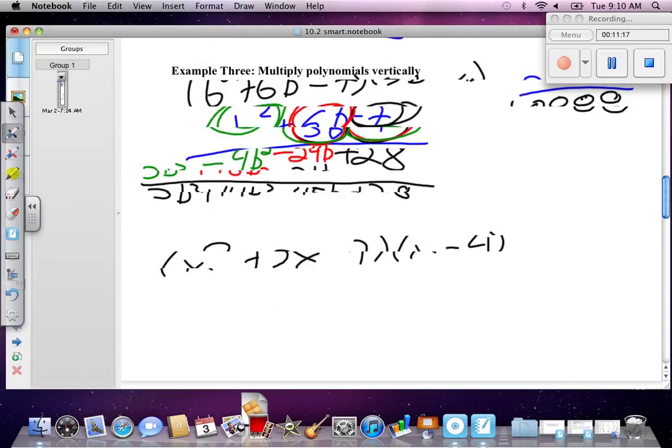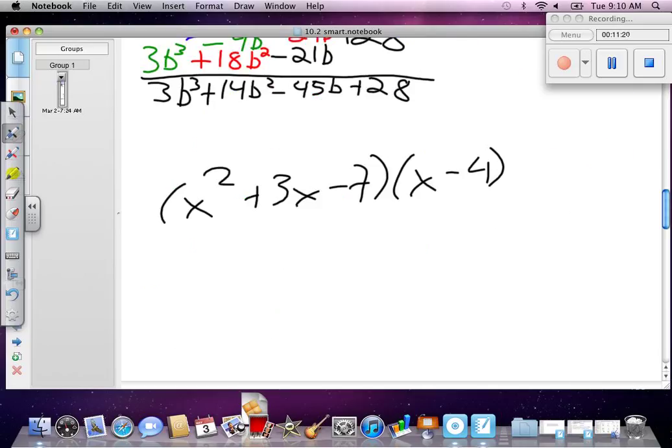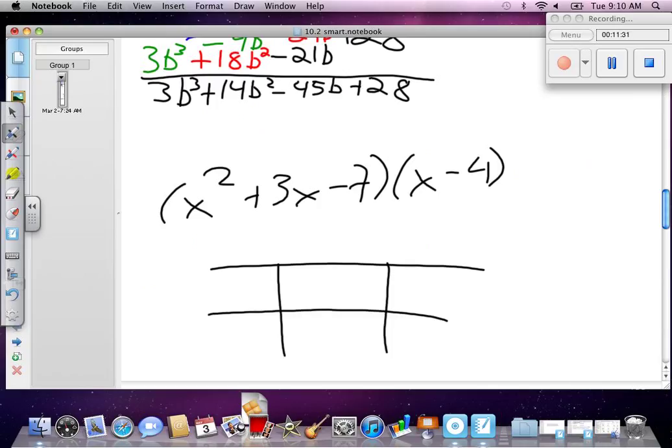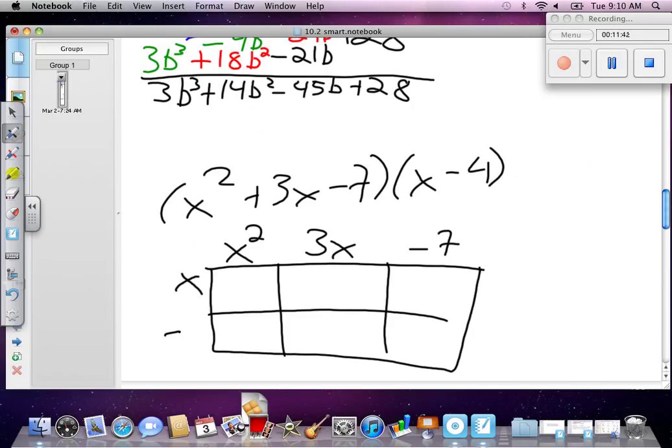Okay. So this one is a 3 by 2 instead of just a 2 by 2. So the box should have 3 spots at the top. See how that works? And 2 spots along the side. So we've got x squared goes in one spot, then 3x, then negative 7. And along the side, we've got x and negative 4. So if we set up the box like this, it'll work perfectly.